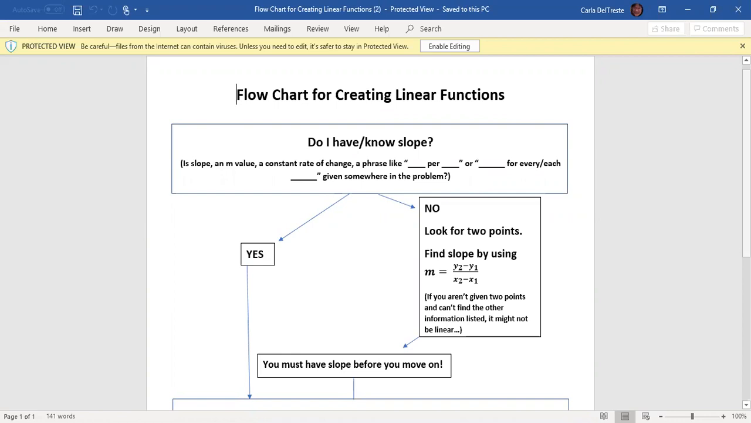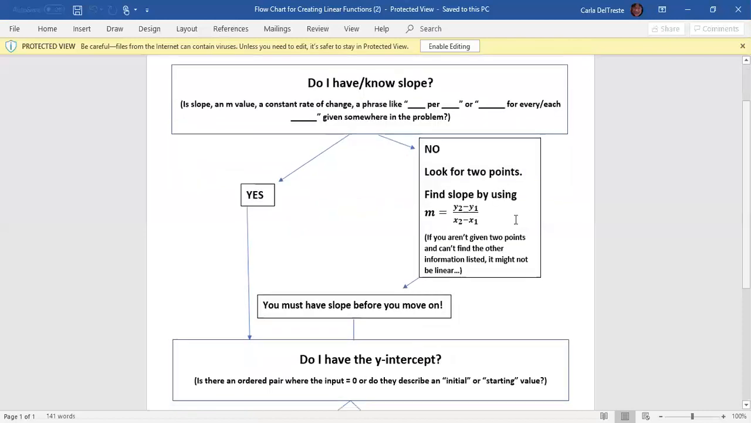If you say yes, then you can go right down to the second question, which is, do I have the y-intercept? But if you say no, look for 2 points. You have to be given some other information. If you have 2 ordered pairs, then you can calculate the slope. The bottom line is you can't go any further if you don't have slope, so you have to be able to figure it out some way.